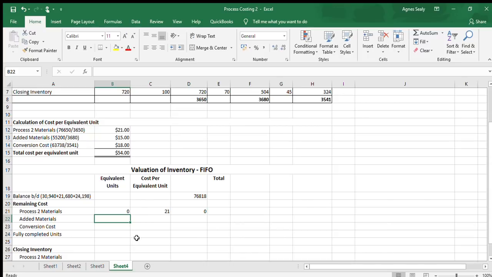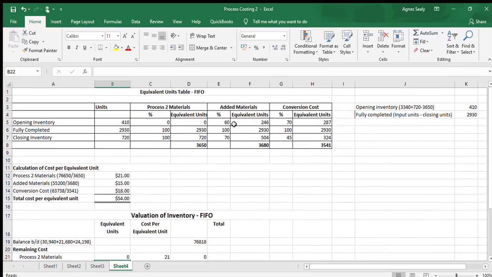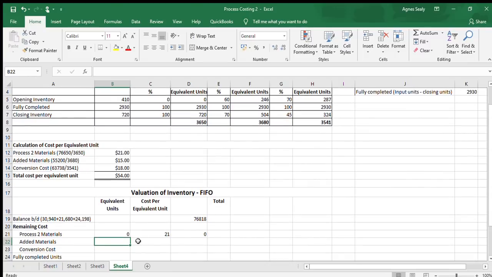Then we have our added materials. So the equivalent units for added materials is 246 units, so 246. And those added materials, the cost per unit for those is $15. So then it is 246 multiplied by 15. So we get 3,690. Then we look at our conversion. Our equivalent units for our conversion is 287 equivalent units, so 287. And the cost per unit for our conversion is $18.